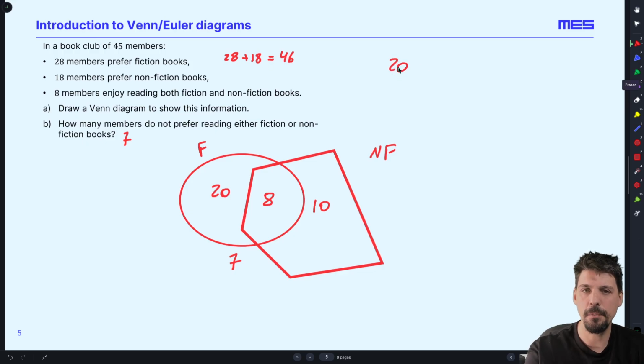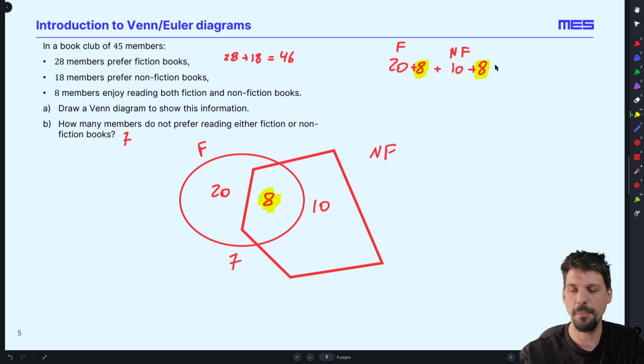So if I write that over here, the number of fiction book people is 20 plus 8. And the number of non-fiction people, well, is 10 plus 8. And the issue occurs here that I've counted these 8 people twice. You'll see what's going to happen on our next slide for that one. But bear that in mind as we go into our next slide. So we do need to be very, very careful. Just adding the number of fiction and non-fiction books here gives me a number that's bigger than the number of book club members. That is because of these middle people that we have to be really careful about.